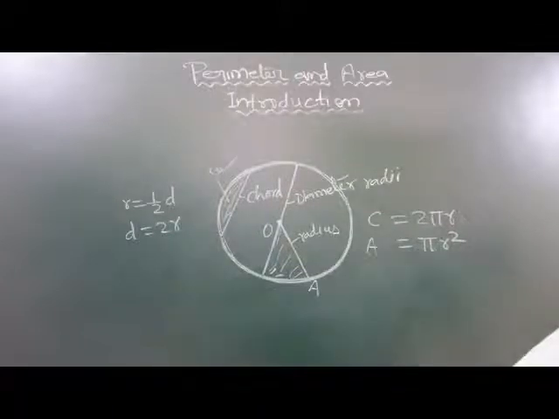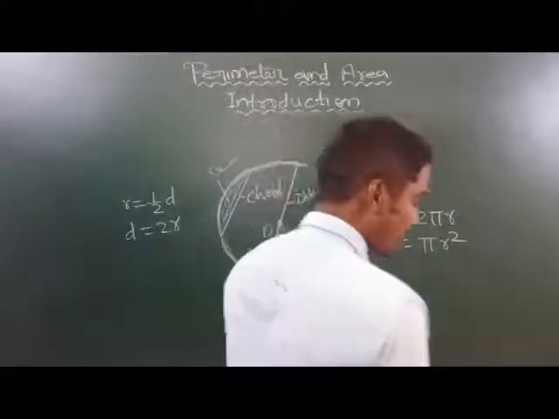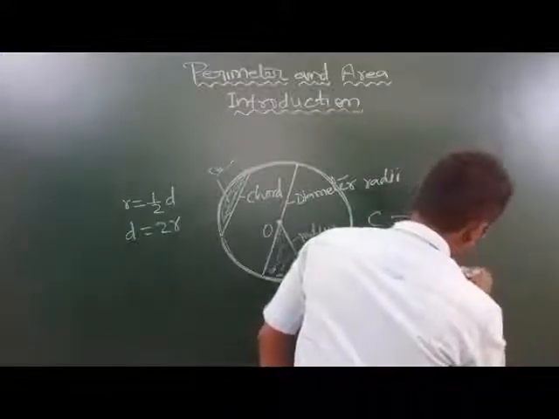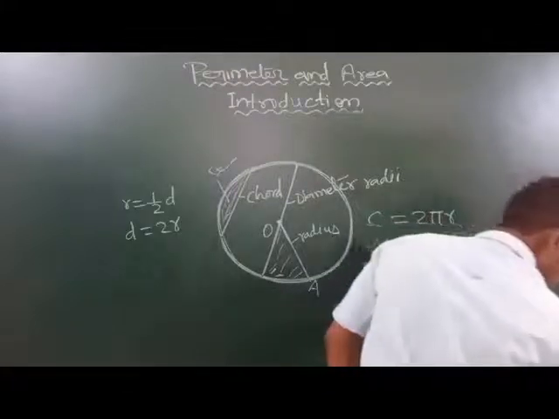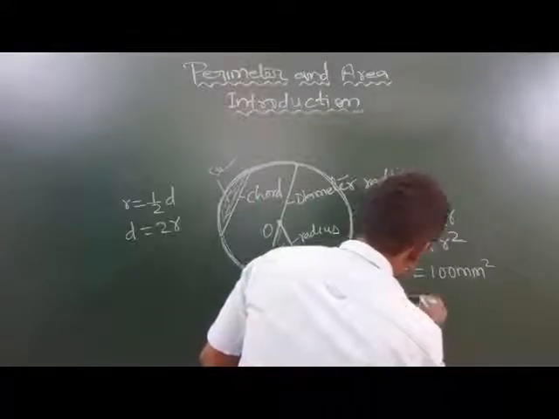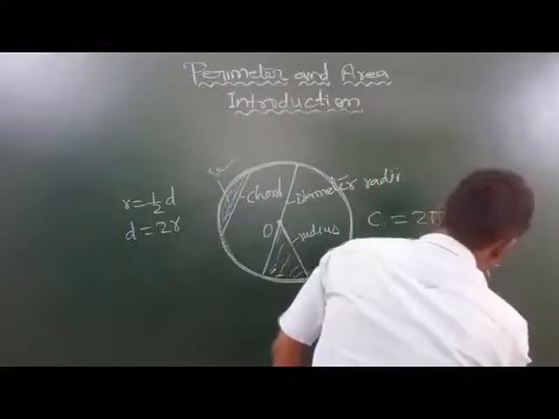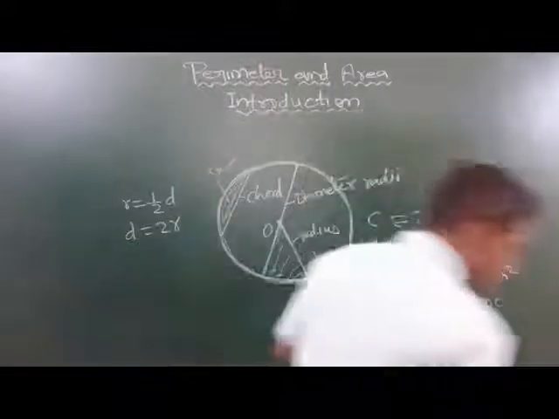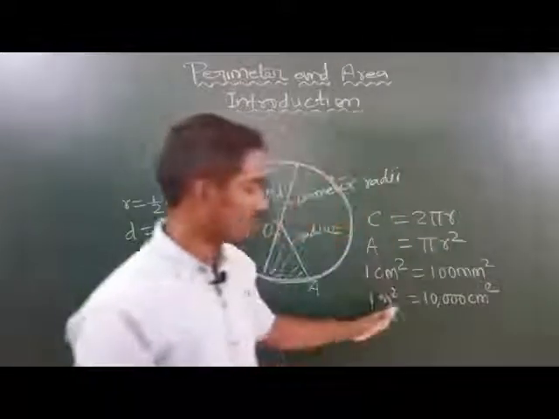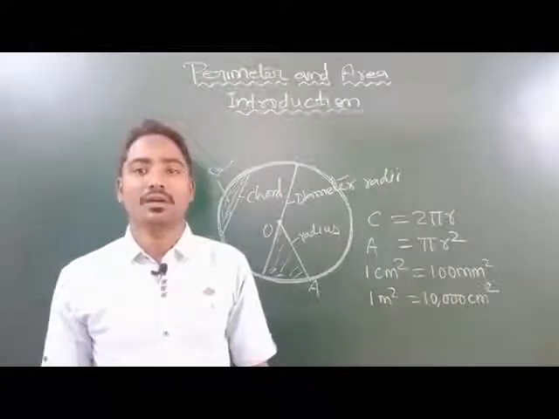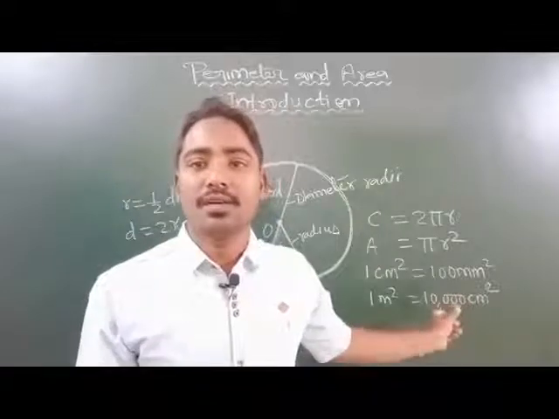Now we have some unit conversions, students: 1 centimeter square is equal to 100 millimeter square, and 1 meter square is equal to 10,000 centimeter square. These are the conversions you have to keep in mind, because in some numericals you will need to use these.